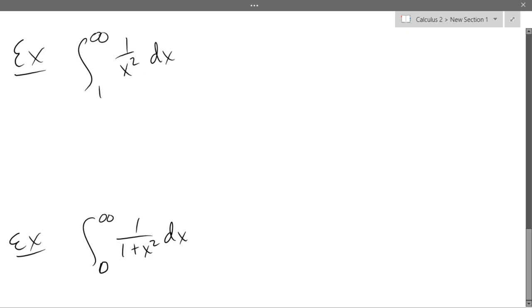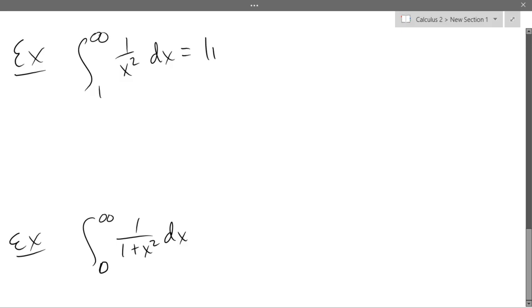So here's two more example problems. Really similar, at least it looks similar, 1 over x squared. The antiderivative is very different. This is not ln of anything. So this is a very different antiderivative. So go ahead and compute these.